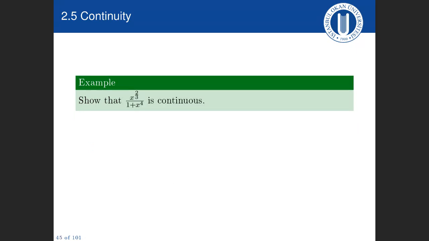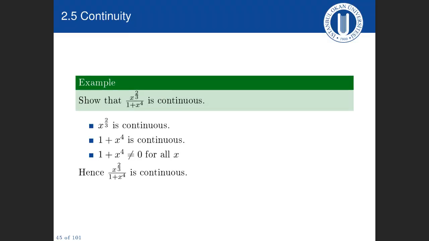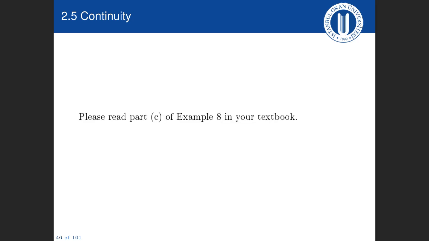Show that x to the power 2 over 3 divided by 1 plus x to the power 4 is continuous. What do we have? X to the power 2 over 3, that's continuous. 1 plus x to the power 4, that's a polynomial. All polynomials are continuous. 1 plus x to the power 4 is always not equal to 0. So we've done everything that we need to check. It's a continuous function divided by a continuous function which is not 0. So we have a continuous function. I'm going to leave part C of example 8 in your textbook for you to read. There's another example there.